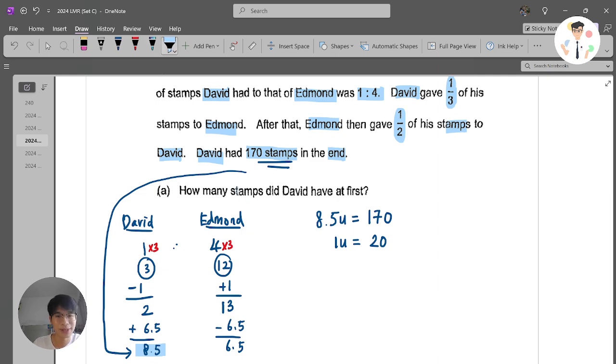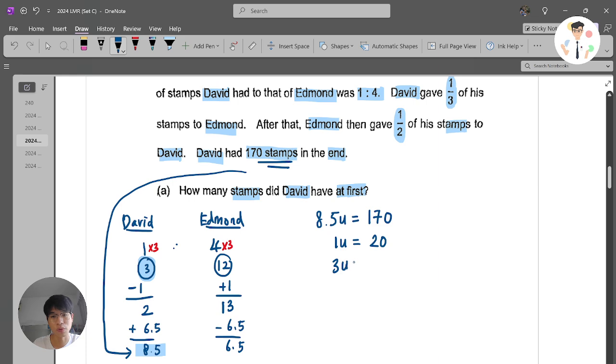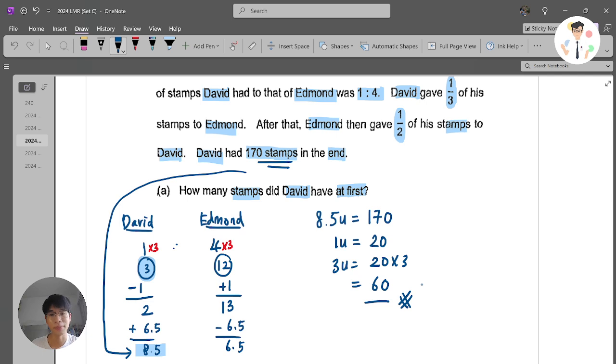The question says, how many stamps did David have at first? Can I just say 1 unit, so the answer is 20? No, you cannot do that, because we should use our new ratio here, which is 3 units. So 3 units will be equal to 20 times 3, which is 60. Yes, and that will be our final answer for part A. Now let's look at part B.